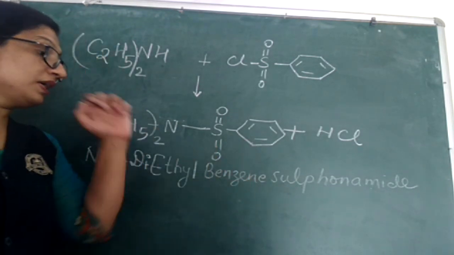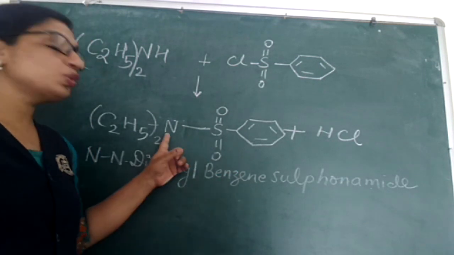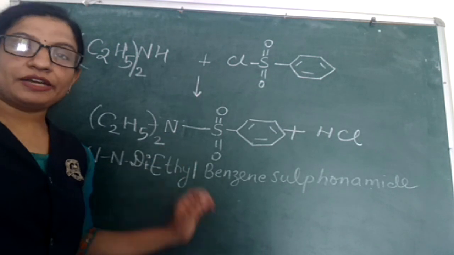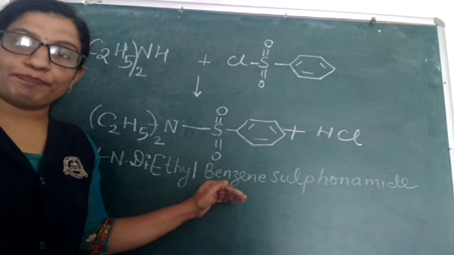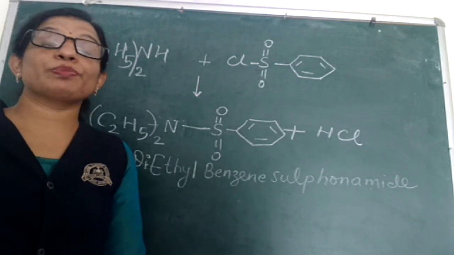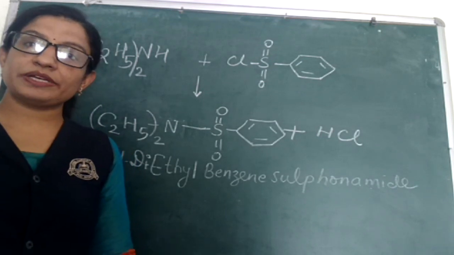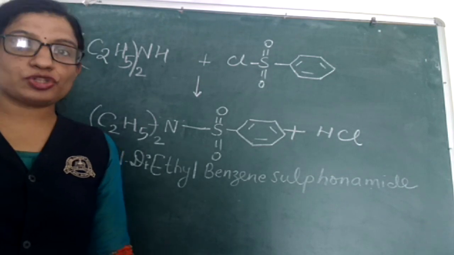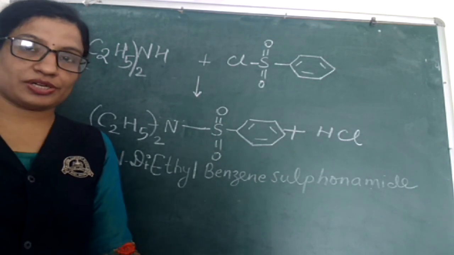But here you can see in the sulfonamide, the product which is formed, here now there is no hydrogen attached with nitrogen. That is why secondary amines react with Hinsberg's reagent to form a product which is not acidic in nature, therefore insoluble in alkali. Primary amine was reacting with Hinsberg reagent to form a product which was acidic in nature and therefore soluble in alkali. This is how the reaction is taking place with secondary amines.